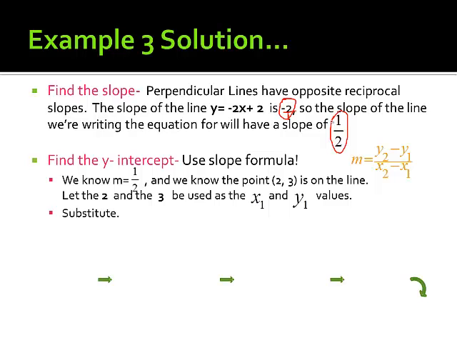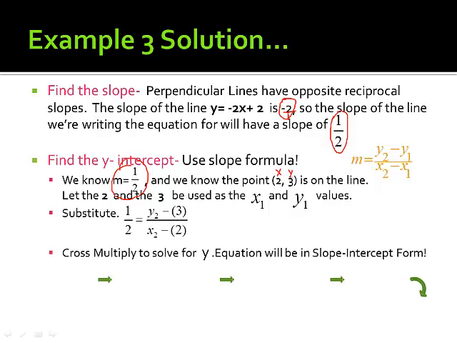Next, we can use the slope formula again, just like we did in the previous one. We know the slope is 1 over 2. We know it's passing through the point. This is your x, this is your y again, x1, y1. And so we substitute into the slope value. Cross multiply again. So this is again something you did in algebra. So when you cross multiply, remember to distribute. And once you distribute, then you have to solve for y.